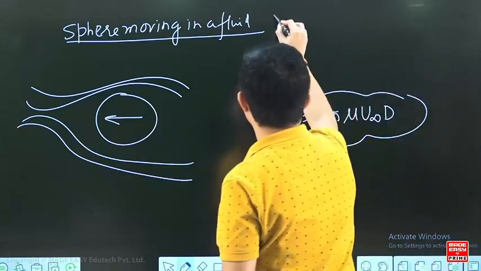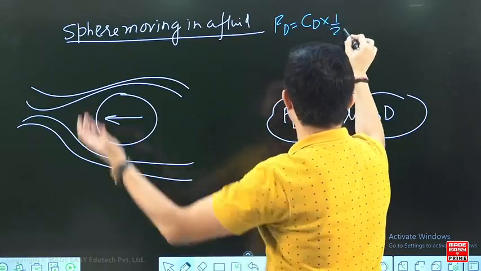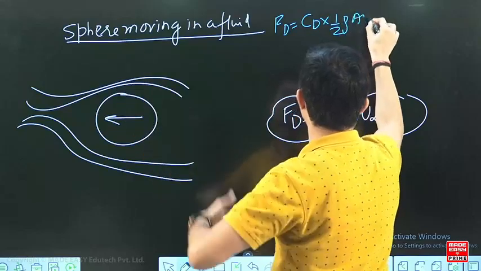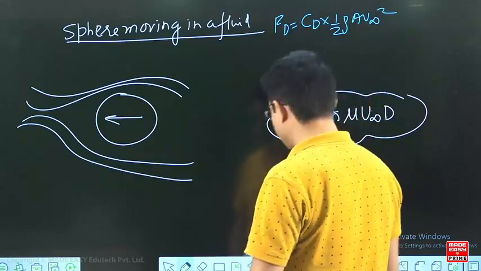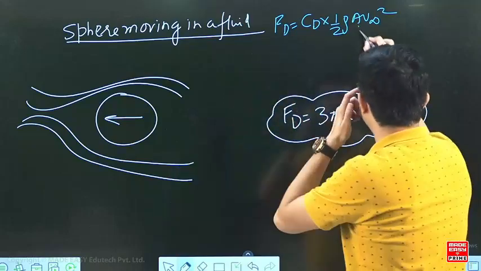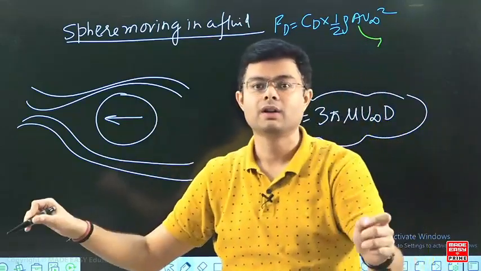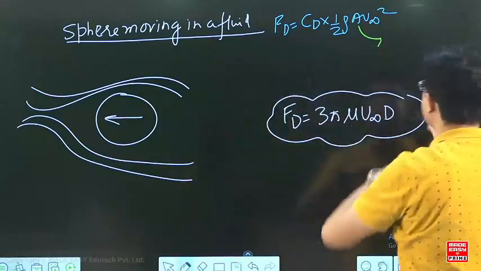Look here. You have to find out drag force. Drag force will be CD over the sphere times half rho A U infinity square. U infinity is the velocity of motion of the sphere. Area will be the maximum projected area in the flow. Then what is the maximum projected area in the flow?